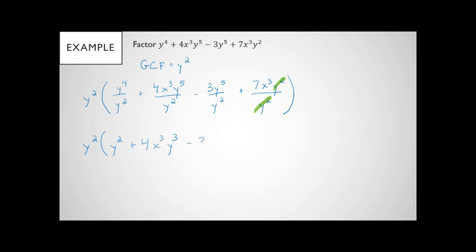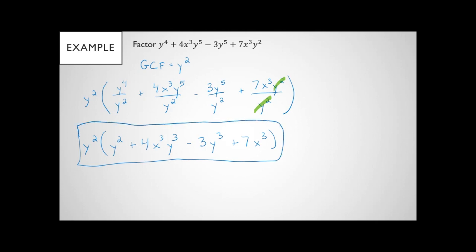And I have minus 3. And then we have 5 minus 2, which gives us another exponent of 3. And then plus 7. The y squareds cancel, so we just have the x cubed. So that big, long, complicated thing is factored. So we factored out the greatest common factor. Any questions?